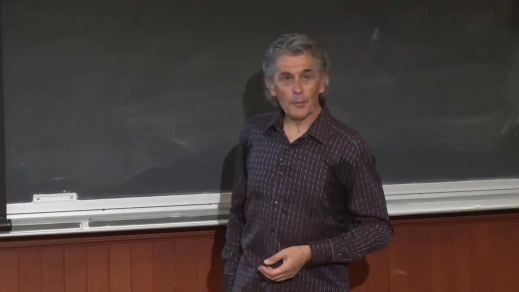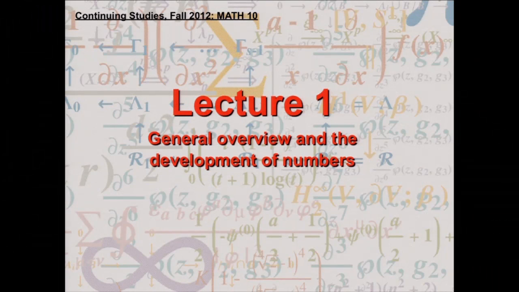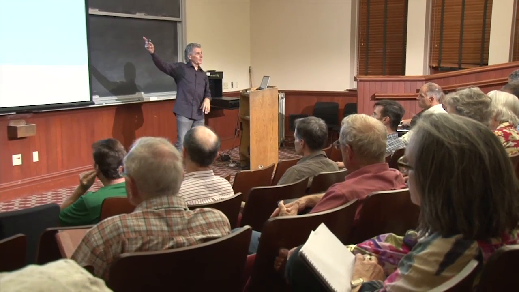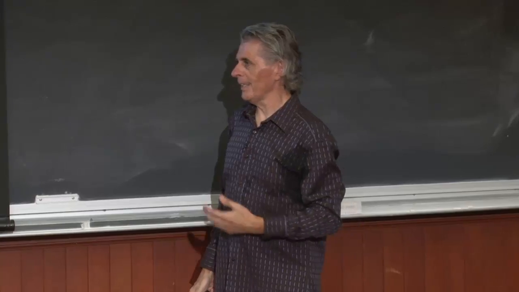Okay, so first lecture, general overview and the development of numbers. So we're going to start at 35,000 feet, take a general look, both historical and contemporary, and then when we've done that, I'm going to start zooming in on particular areas of mathematics, and I'm going to begin with numbers, which is essentially where mathematics as recognizable stuff began.